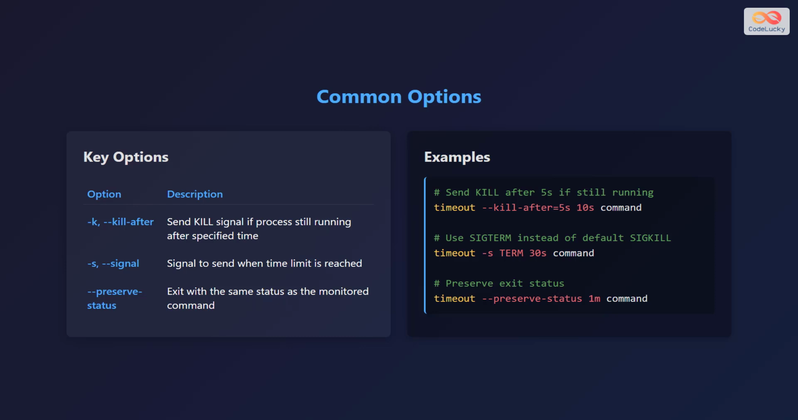Here are some examples of how to use these options. To send a kill signal after 5 seconds if the process is still running after 10 seconds, use timeout --kill-after=5s 10s command. To use SIGTERM instead of the default SIGKILL signal, use timeout --signal=SIGTERM 30s command. And to preserve the exit status of the command, use timeout --preserve-status 1m command.